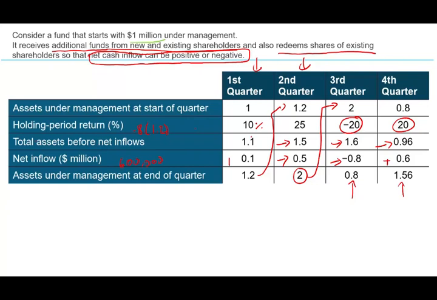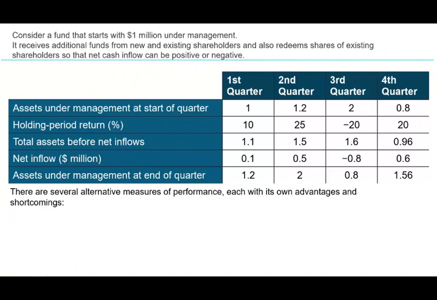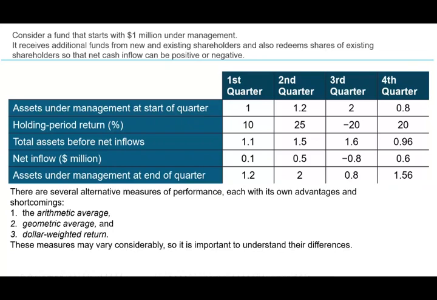Okay, so hopefully you were able to follow. There are several alternative measures of performance, each with its own advantages and shortcomings. We have the arithmetic average, which is the easiest one, the geometric average, and the dollar-weighted average. These measures vary considerably, so it's very important to understand the differences between them. When someone quotes you a rate of return, you want to know: is this an arithmetic, geometric, or dollar-weighted return?